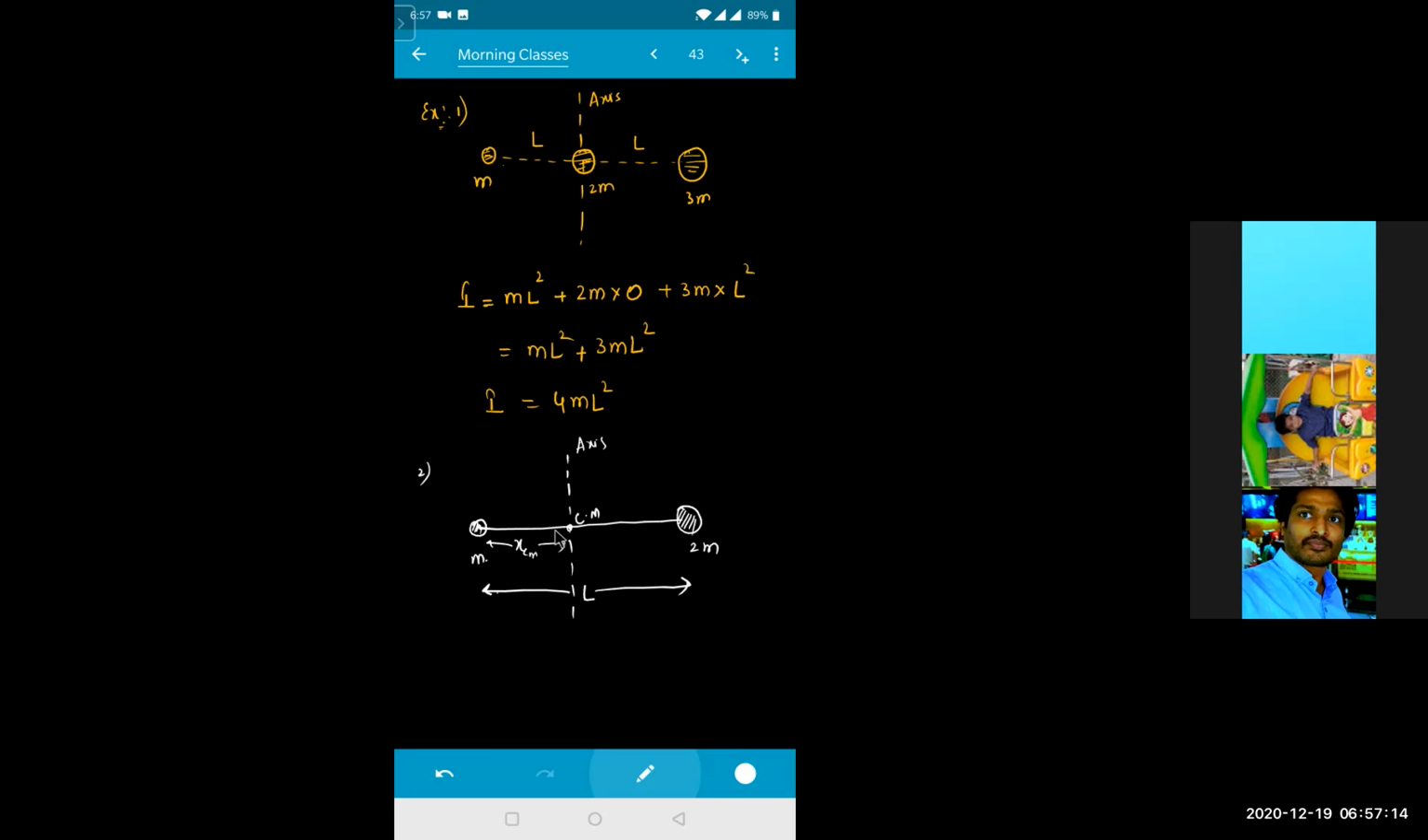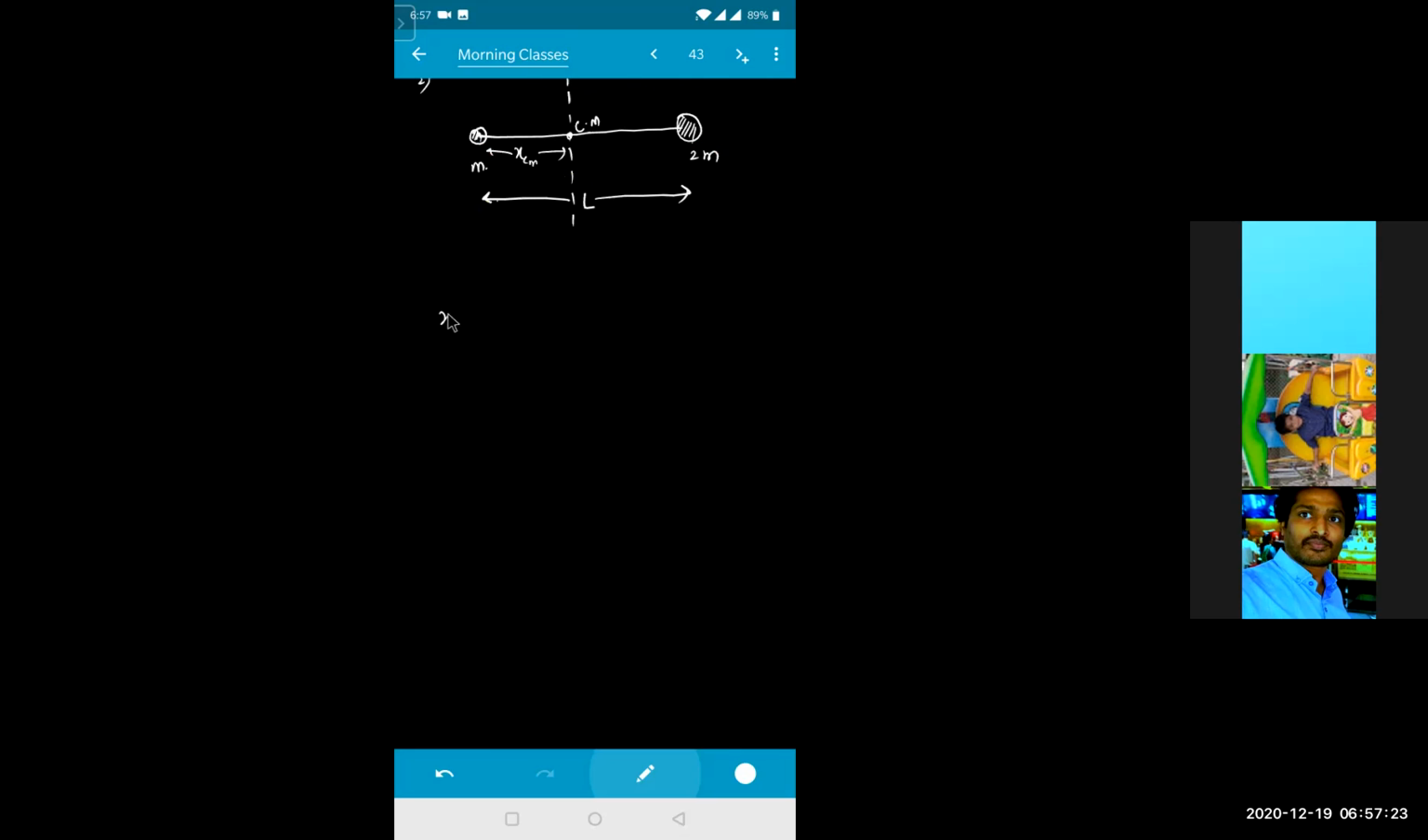Clear? This is the center of mass. Masses are different, so we need to calculate the center of mass first. What is the center of mass distance right now? You calculate xcm. So xcm will be equal to m1 x1 plus m2 x2 divided by m1 plus m2, which is 0 plus 2m into L divided by m plus 2m. The m everywhere gets cancelled, so it is 2L by 3. So the center of mass comes to 2L by 3. Now can you calculate the moment of inertia? I is equal to small m into the distance of xcm square plus 2m.